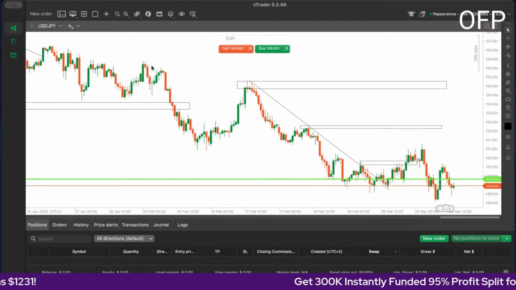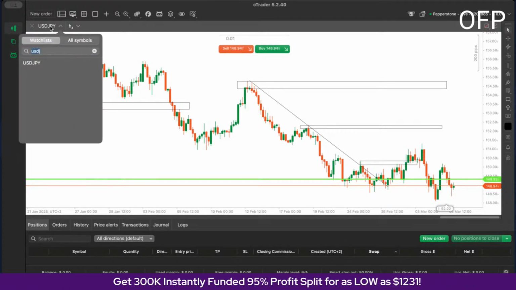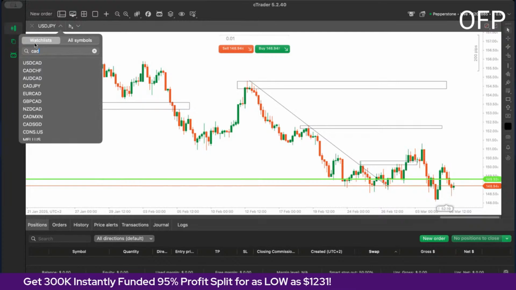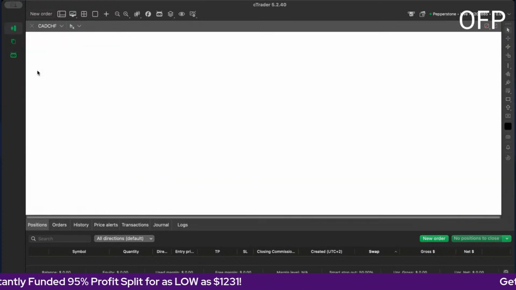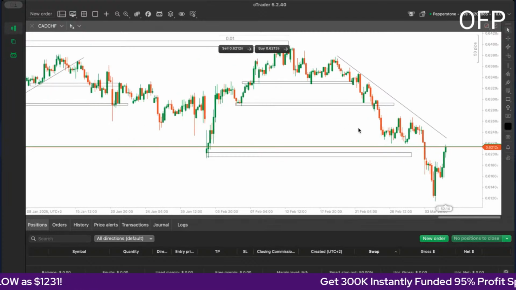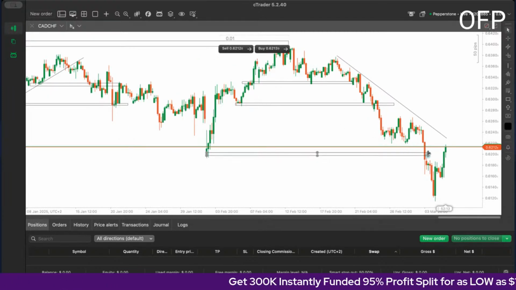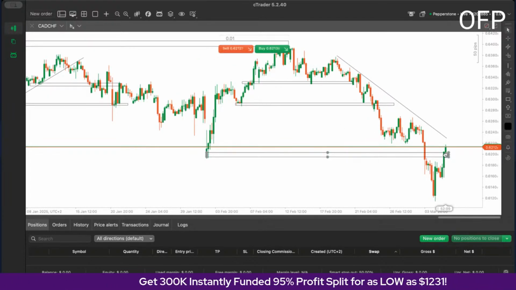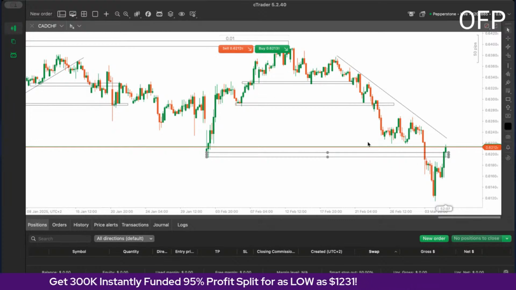So that is one thing we need to keep in mind on dollar yen. Then let's look at CAD Swiss. CAD Swiss, we are anticipating a continued drop, which did happen. We reached this support level and we didn't hold. We just went right through it.